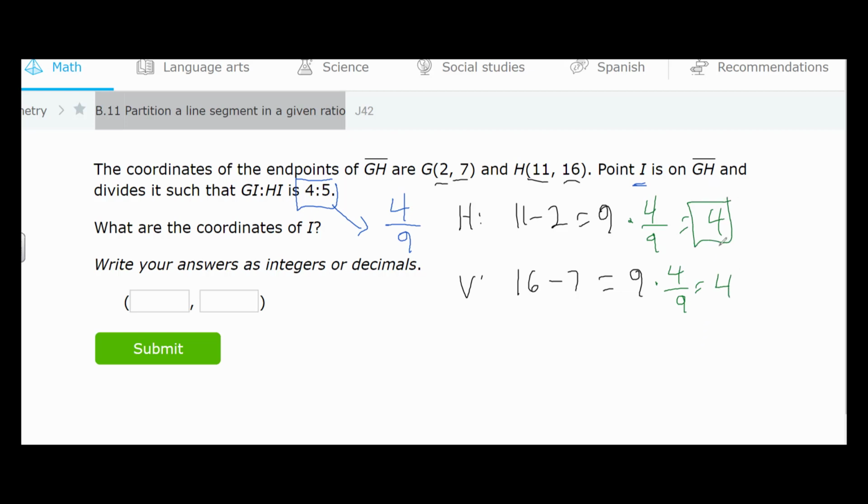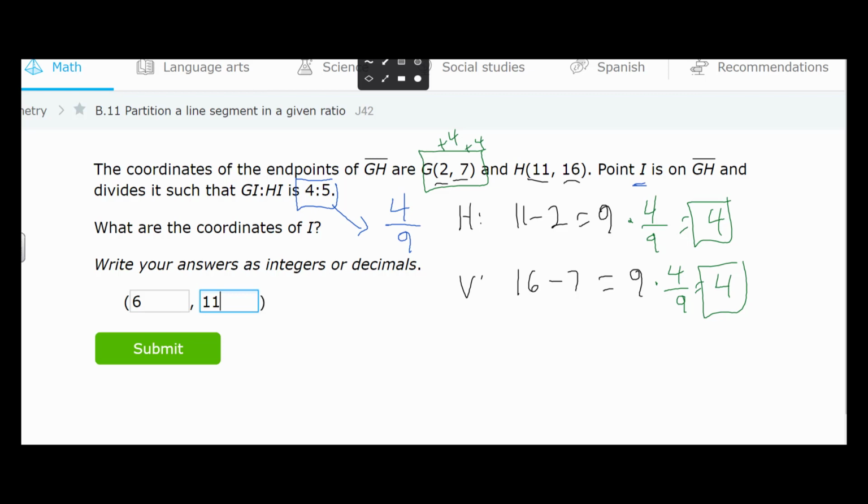What does that mean? We're going to go to our initial point, because they said we're looking at the distance from the initial point, which is G. I'm going to add 4 to the x and to the y coordinate. 4 plus 2 gives me 6. 7 plus 4 gives me 11. And that will be my answer.